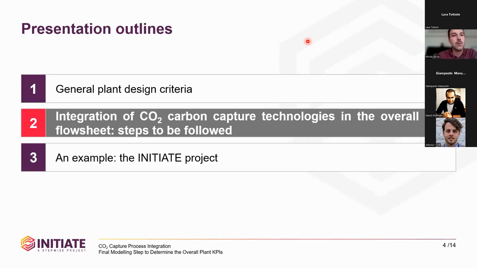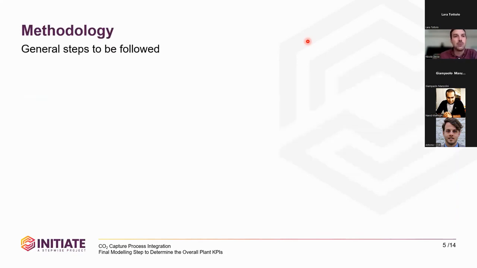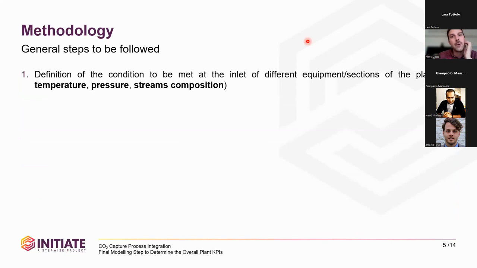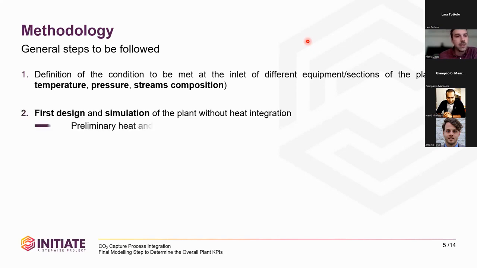In general, when we integrate carbon capture technology, we have to take into account different requirements for the different sections. As said before, very important is the basis of design, to define all the conditions at the inlet of the different equipment sections, for example temperature, pressure, and stream composition. After this first step, there is the design and simulation of the plant without the heat integration. Just to have, at the beginning, preliminary heat and mass balances.